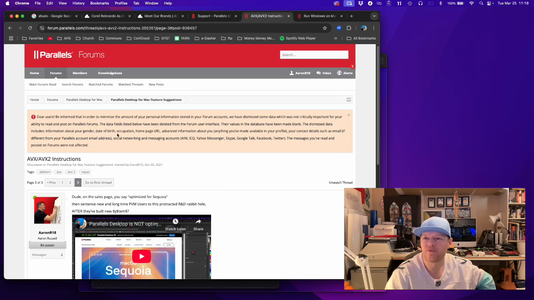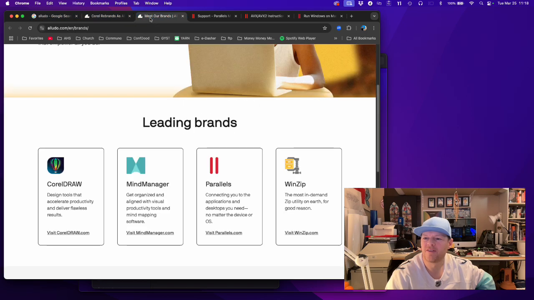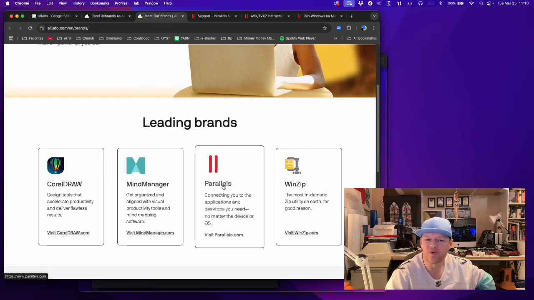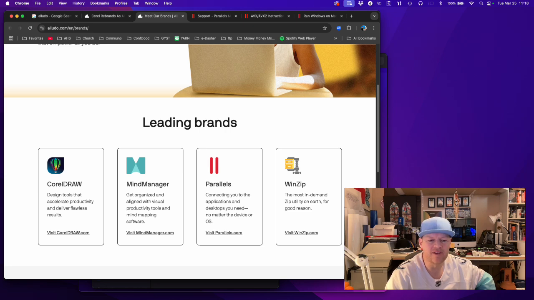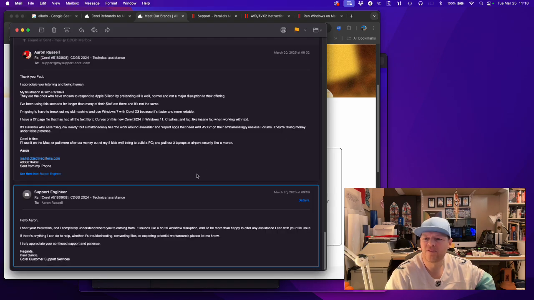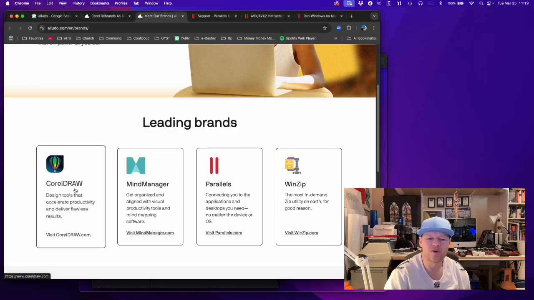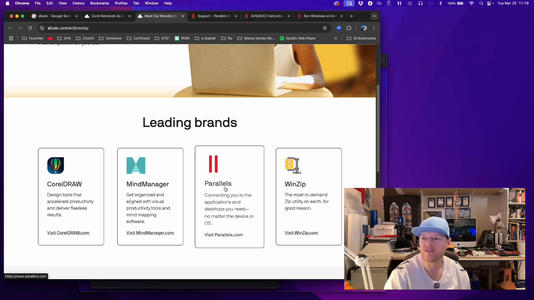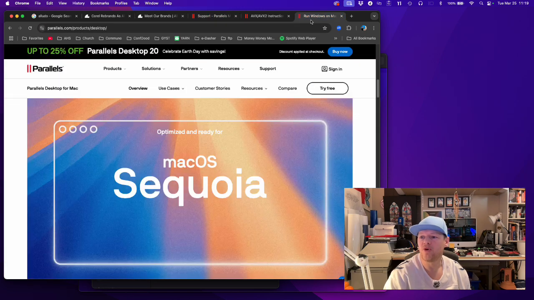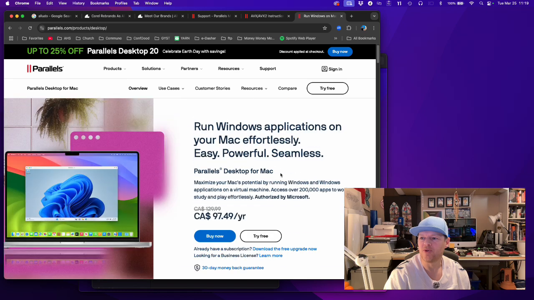So, Alludo, your Parallels people don't know what's going on, and simultaneously, your Corel people don't know what's going on. I hear your frustration, and I completely understand where you're coming from. CorelDRAW doesn't know what's going on. Parallels doesn't know what's going on. I do know what is going on. Alludo is still selling the expectation that it's going to work, but it's not going to work.